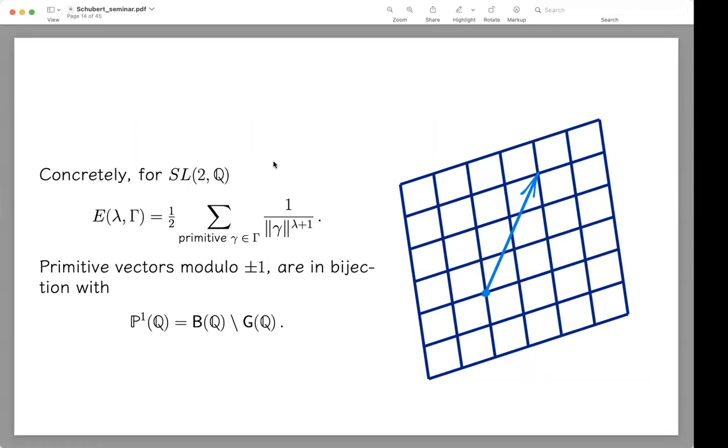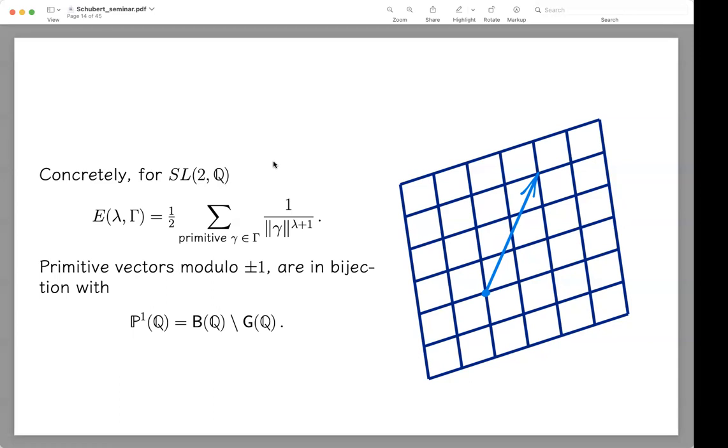I have a space of lattices in two dimensions taken up to isometry. And how? I need to produce a function of a lattice and one more variable. And how would I do that? I sum over all primitive vectors in my lattice, and then I take the norm of the primitive vector and I raise it to the correct power, which is lambda plus rho, and this rho is one for SL2. In general, if you paid attention to the previous slide, there was a shift by rho.